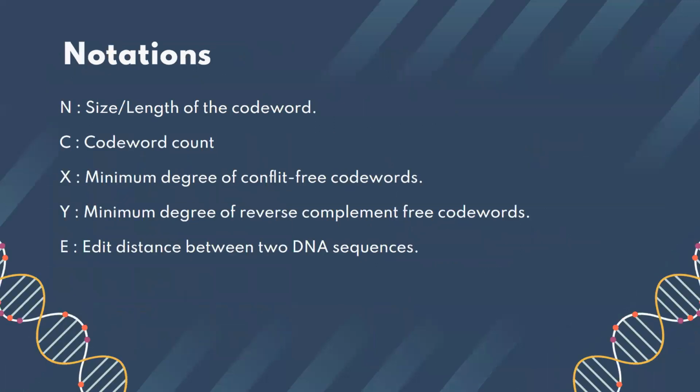So these are the notations or terminologies that we are going to use in our algorithm. n is the size of the code word, c is the code word count, x is the minimum degree for the homopolymer free code words, y is the maximum allowed reverse complement patterns in the code words for secondary structure, and e is the edit distance between any two code words from the set.